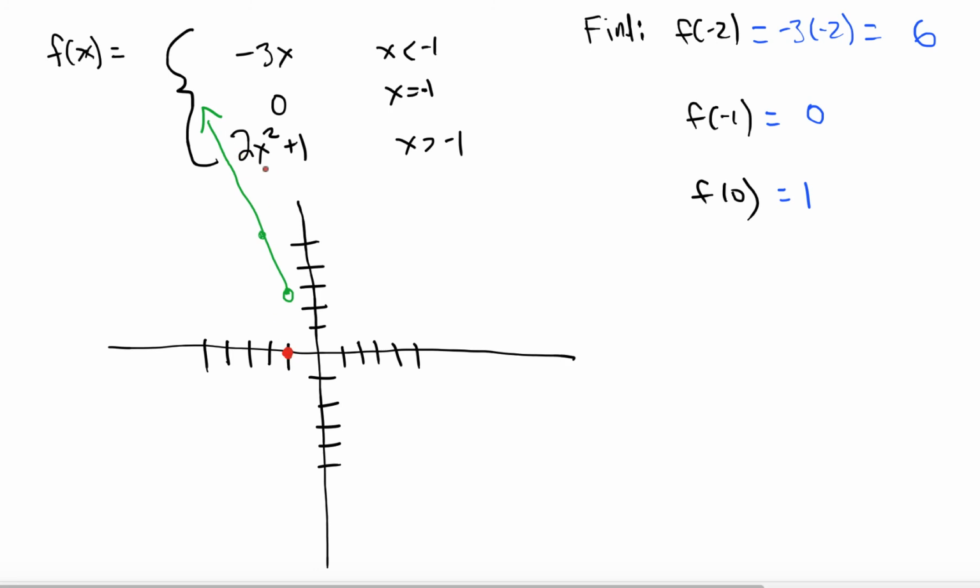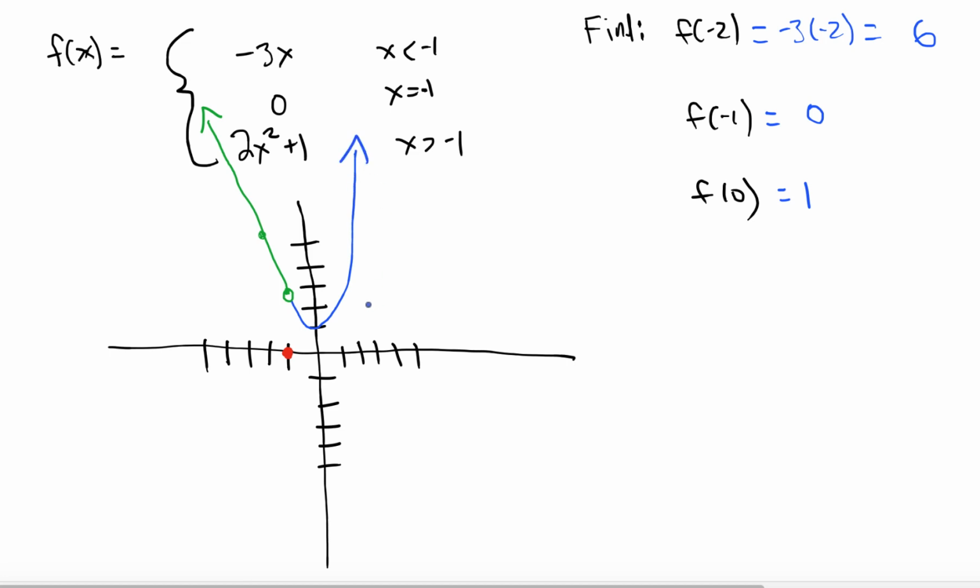What about the last piece? 2x squared plus 1. So this is x squared, and whenever we see this x squared, we know that we're going to have this U shape. So how are we going to draw this guy? Well, we're just going to draw it as a parabola. Now we know that this is going to be shifted up 1 unit, so it's going to look a little something like this. Now, when x is negative 1, y is equal to 3. So we're going to go a little something like this, and then just go up this way.